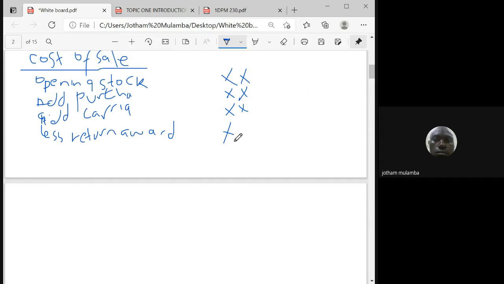Maybe just to recap, who can tell us some of the reasons that we can return goods to the supplier, or our customer can return goods to us? What are some of the reasons?